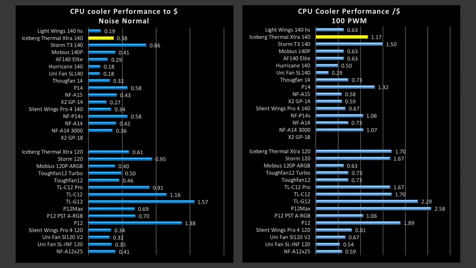Now, all of that said, how does it do with airflow through the CPU cooler? Well, here it's again kind of upper average in its category of 140 millimeter class fans, but it's just blown away by the better value fans in the 120 millimeter class. And the same holds true at 100% PWM fan signaling. It just can't quite overcome its initial cost.